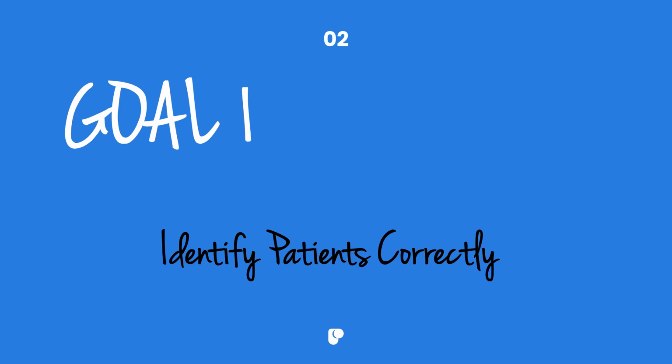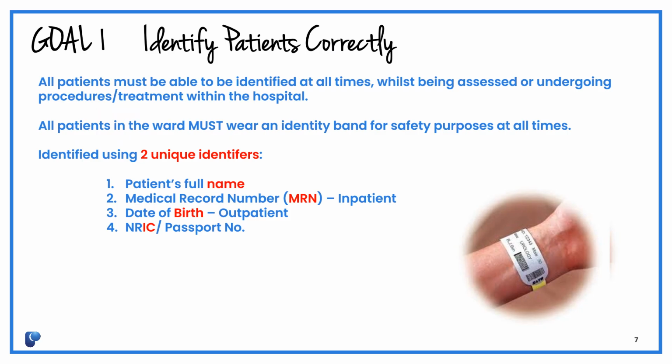So, Goal 1, identify patients correctly. How can we identify patients correctly? By using 2 unique identifiers. So what are the 2 unique identifiers? We can divide it into inpatient and outpatient. For inpatient, we can ask the patient's full name and medical record number. For outpatient, we can cross-check with the date of birth of the patient and also the IC.